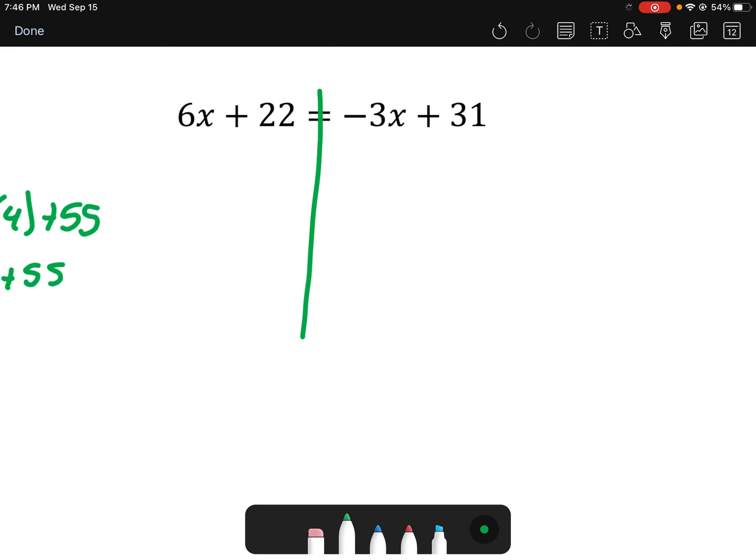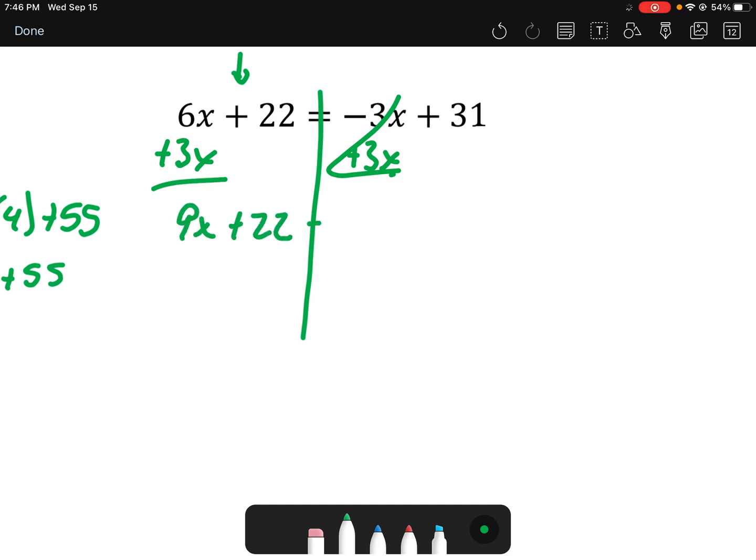Draw that line down the middle. I'm going to go ahead and try to get it onto the left side. So I need to get rid of this negative 3x. I can do that by just adding 3x to both sides. That cancels them out. So I have 6x plus 3x, or 9x. I have 9x plus 22 is equal to 31.